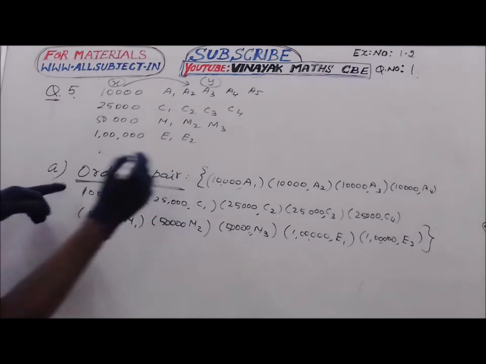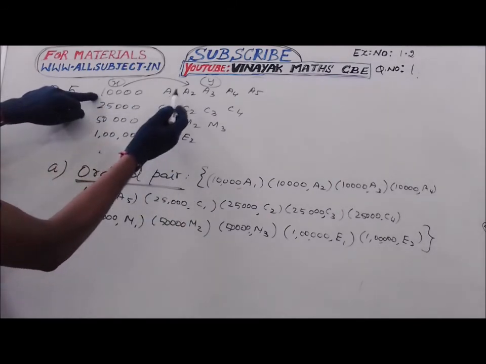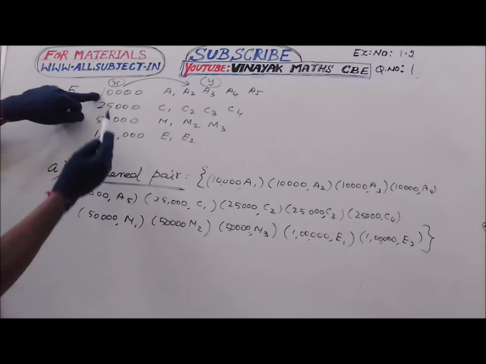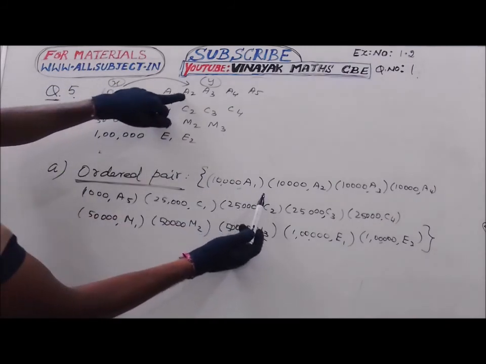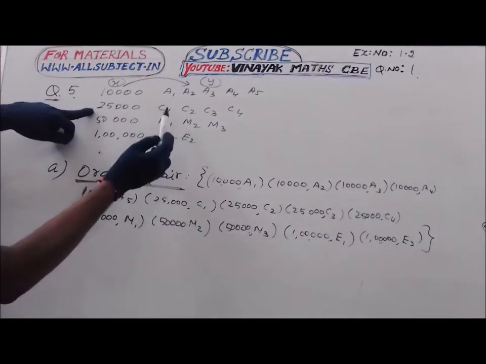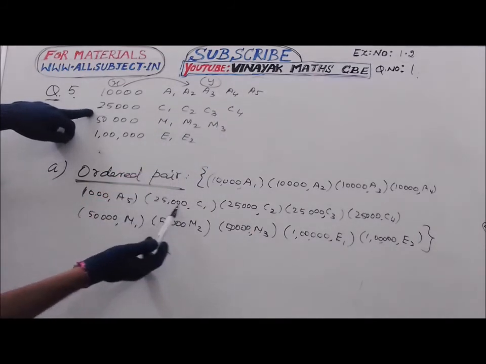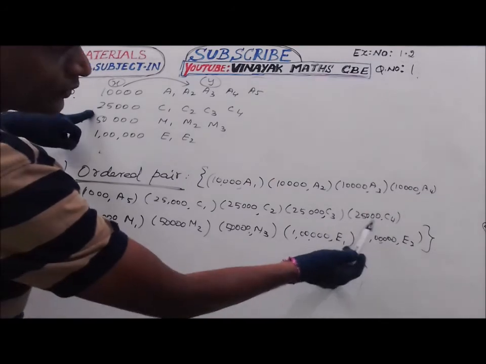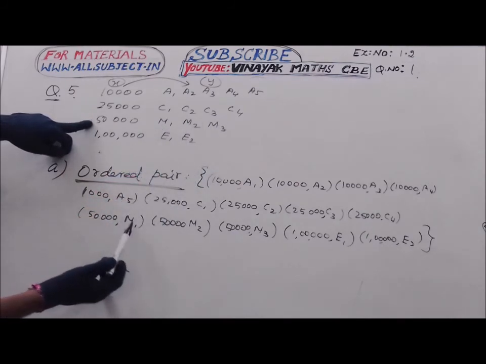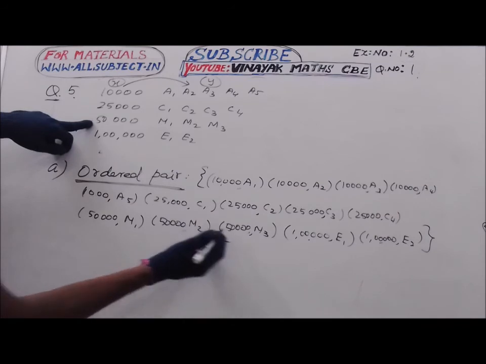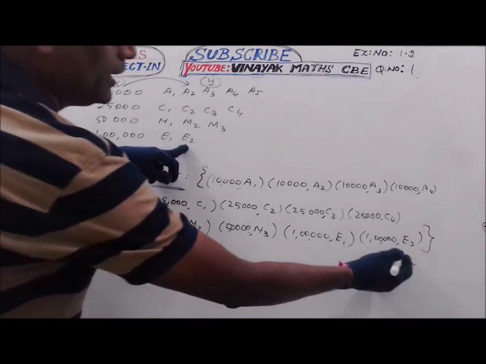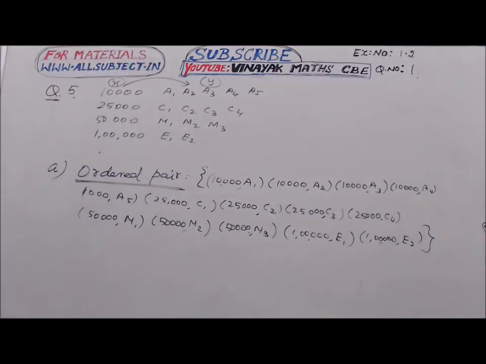The respective ordered pairs: 10,000 given to A1, A2, A3, A4, A5. So with these 5 persons we can create 5 ordered pairs: (10,000, A1), (10,000, A2), (10,000, A3), (10,000, A4), (10,000, A5). Then 25,000 given to the clerks: (25,000, C1), (25,000, C2), (25,000, C3), (25,000, C4). And 50,000 given to the managers: (50,000, M1), (50,000, M2), (50,000, M3). And 1 lakh given to the 2 executive officers: (1 lakh, E1) and (1 lakh, E2). This is the set of ordered pairs.